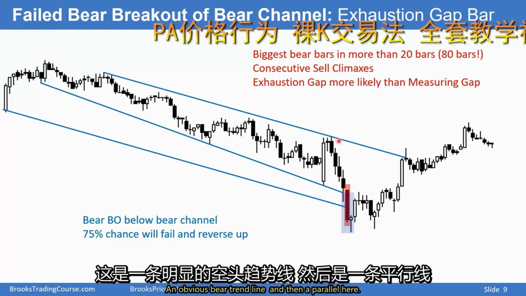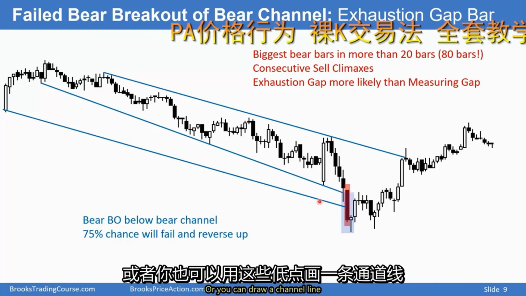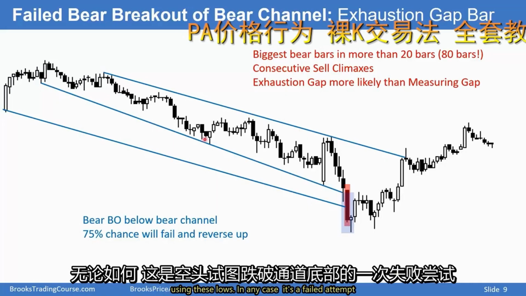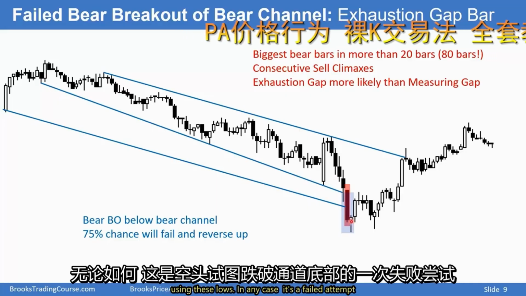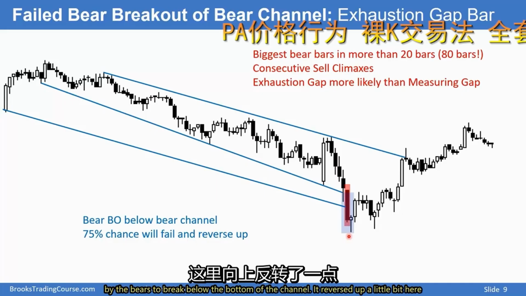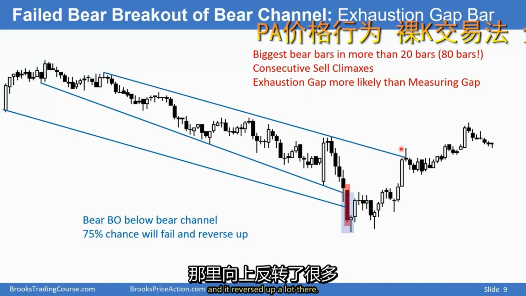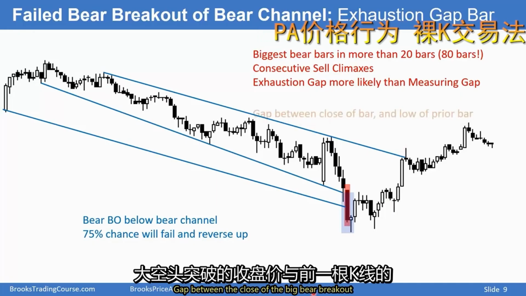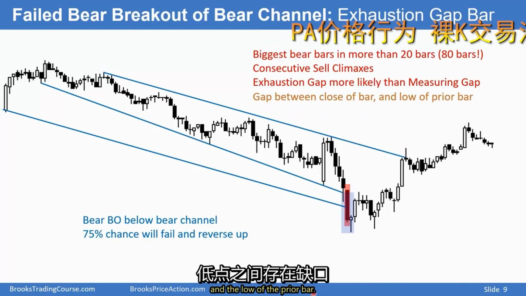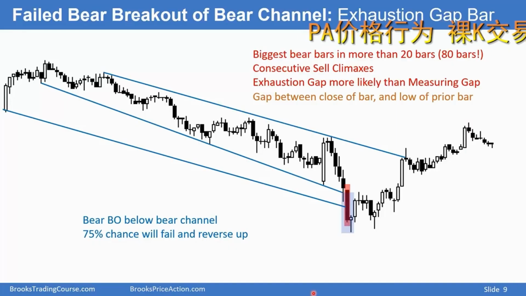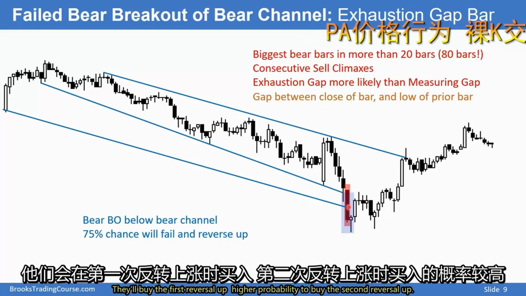Obvious bear trend line, and then a parallel here. Or you can draw a channel line using these lows. In any case, it's a failed attempt by the bears to break below the bottom of the channel. It reversed up a little bit here, and it reversed up a lot there. Gap between the close of the big bear breakout and the low of the prior bar.